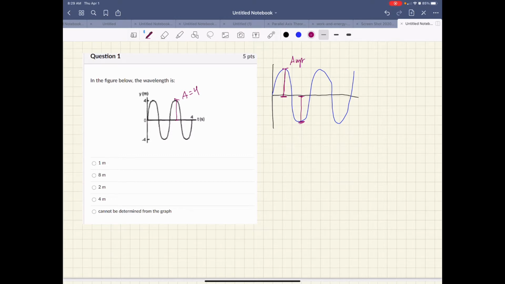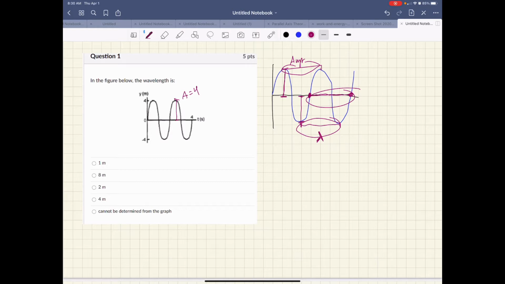The wavelength is the distance from either crest to crest, or trough to trough. That is called a wavelength, and lambda is the variable for that. Another way you can view it is the distance from the start of one wave to the start of the next wave. So all these things that I've just marked, this and this and this, are all equal, and that is the wavelength.